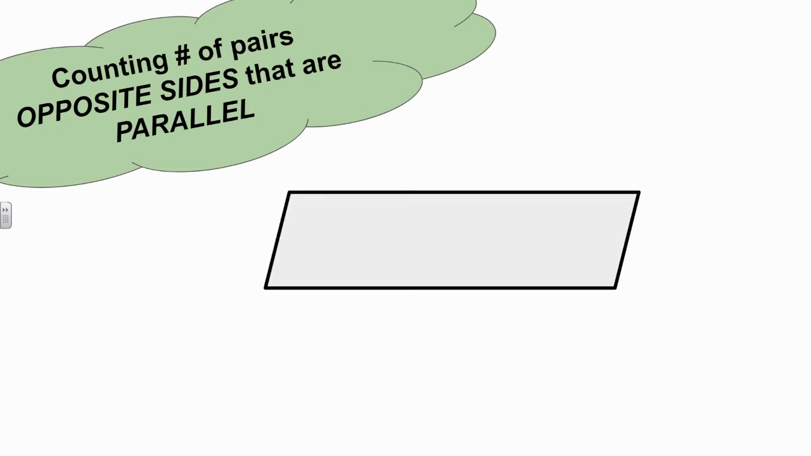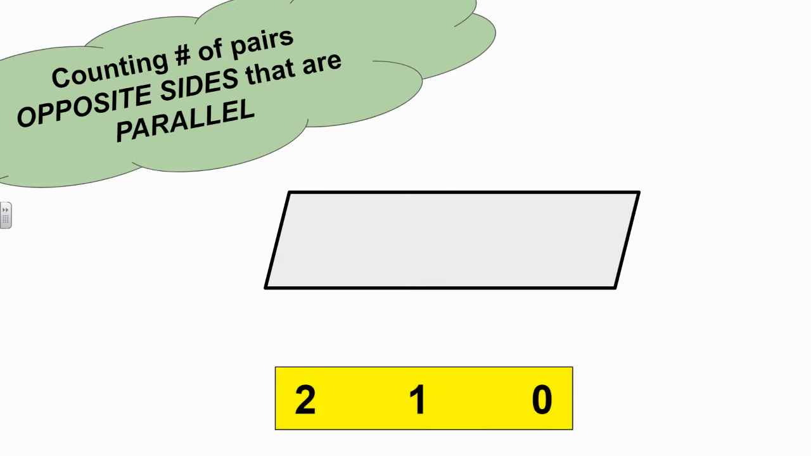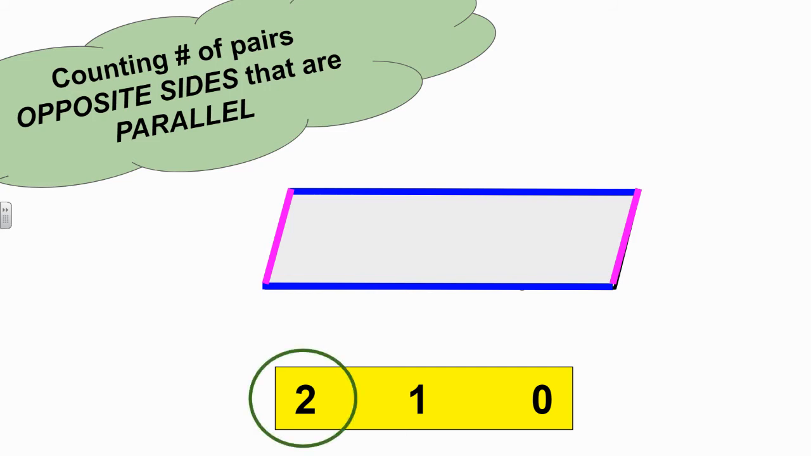Let's take a look at this one. We can have 0, 1, or 2 pairs of opposite sides that are parallel. Let's look at the blue ones first. These are both going perfectly horizontally, the same exact direction, so those are indeed parallel. And if you take a look at our pink opposite sides, they are both slanted the exact same direction. And so that is 2 pairs of opposite sides that are parallel for this quadrilateral.